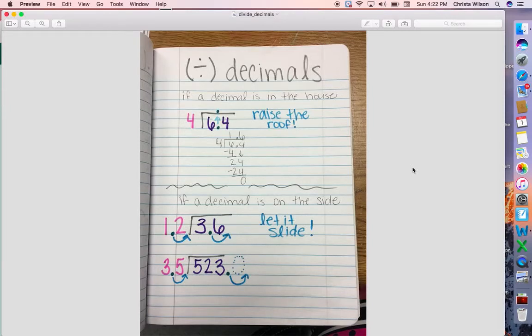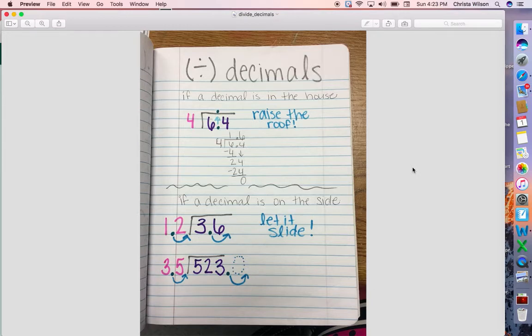Okay, so we're going to be taking notes in your math journal on division of decimals. And this one's going to be pretty simple because the hardest part of dividing decimals is just the actual division itself, which you've already conquered. So let's take some notes on using the decimal. And again, it's really simple.